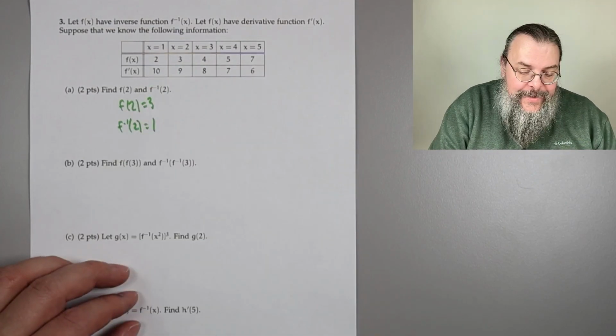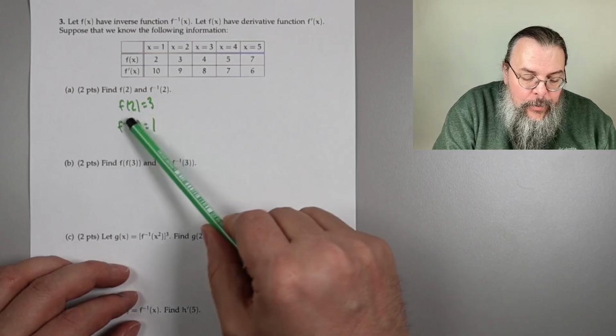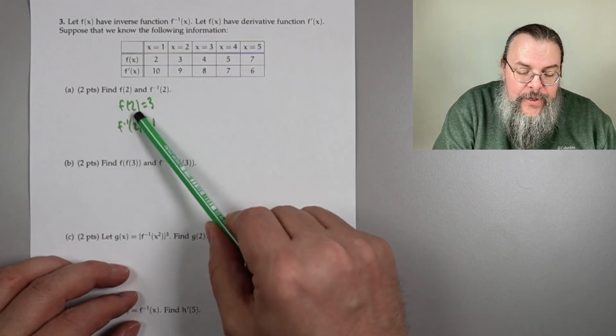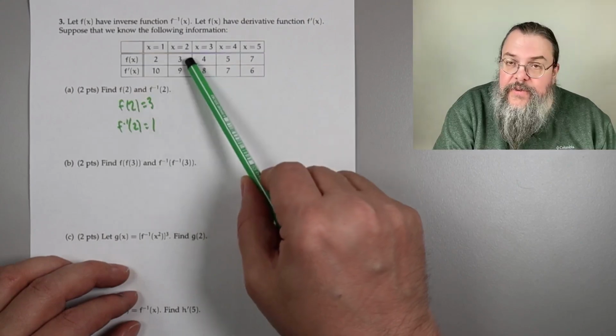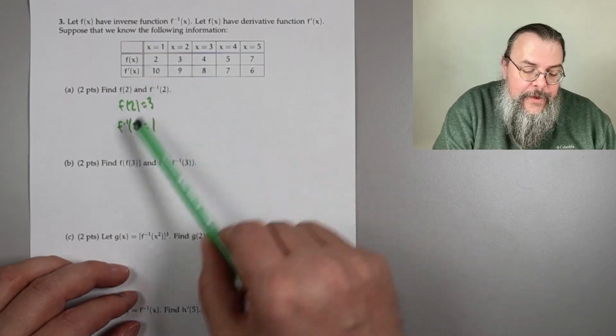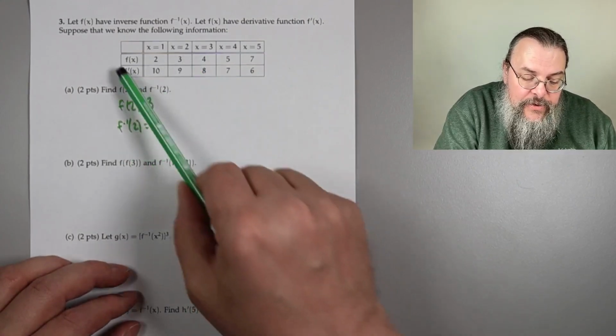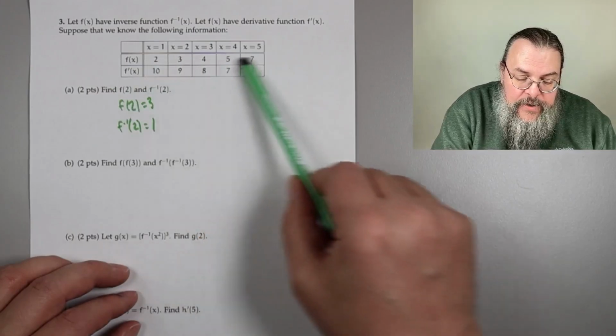Can you see the difference? When we just ask for f of 2, the input is 2, so we find where the input is 2 and check the value of f. For f inverse, the output is 2. So we ask, where do we have an output of 2?